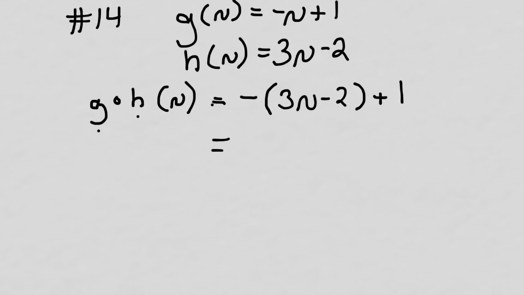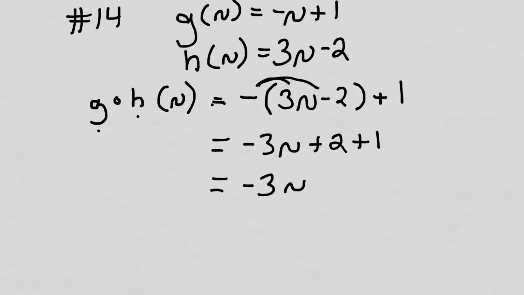You got minus 3n. It's going to just be negative 3n. And you got minus negative 2, which is going to be plus 2 plus 1. Your final answer for this composite is going to be minus 3n plus 2 plus 1 plus 3.